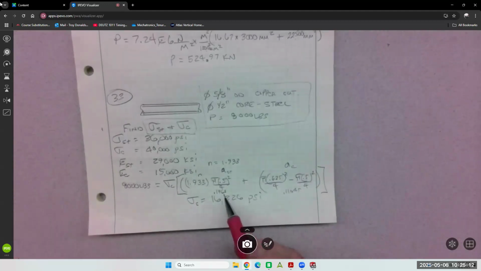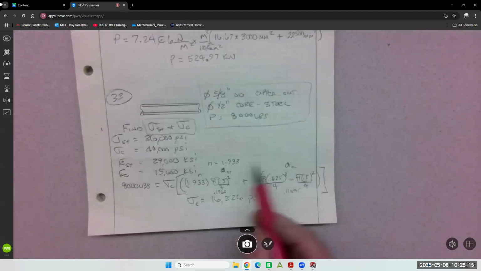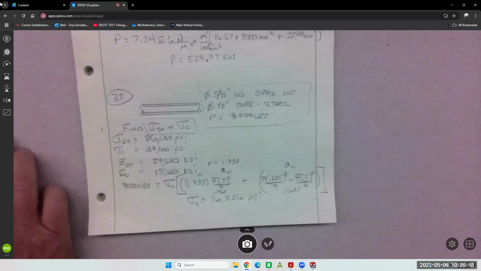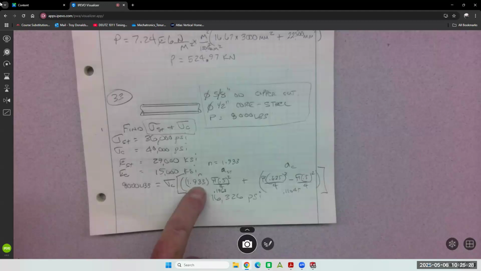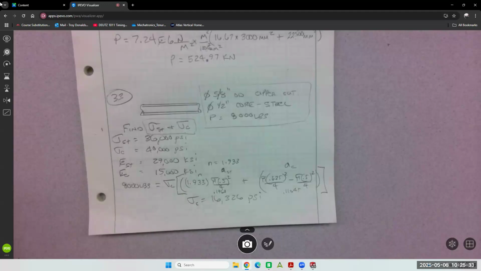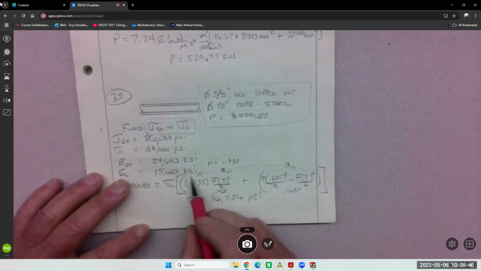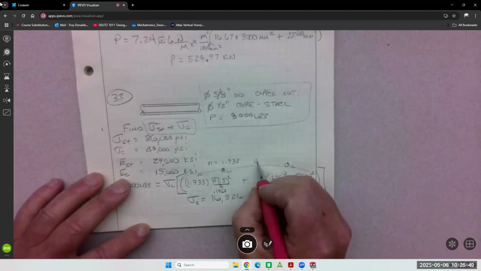And then when we take this times the n, so inside this bracket will be the next thing we get. 1.933. Everyone has 1.933 for n. So inside the bracket, I get 0.4899 when I combine all of this. Anybody else get that?